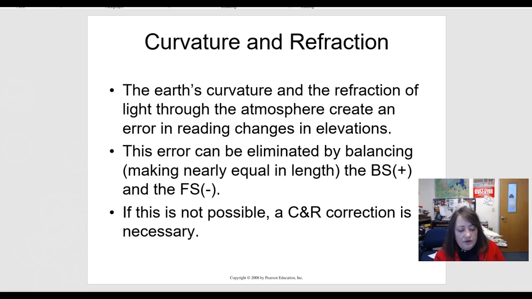Sometimes you have an object that you need to get an elevation difference between, and you can't set the level up midway in between. It's also important to note the Earth curves in all directions. It's a three-dimensional curvature, so you don't have to do a backsight and a foresight that are 180 degrees apart. You can sight at different angles, and if you can balance the backsight and the foresight, you're still not going to have to worry about this correction.